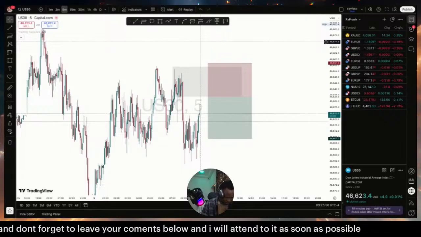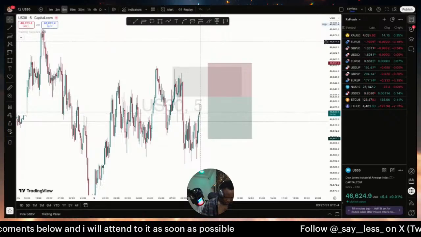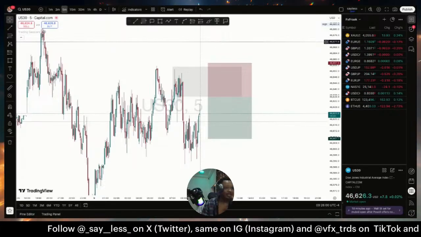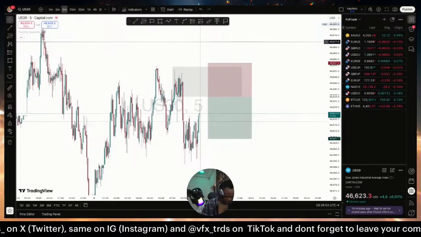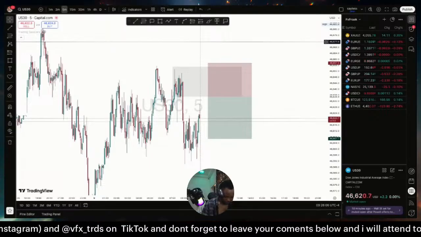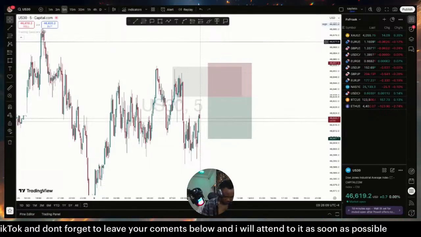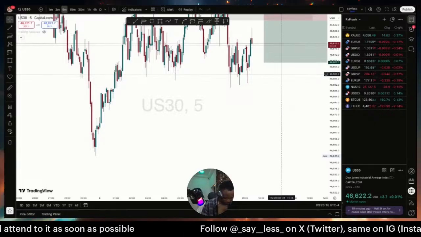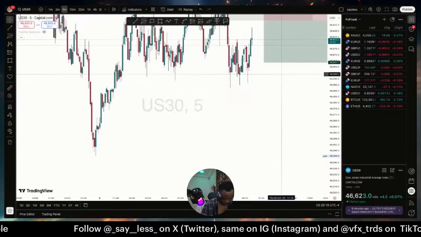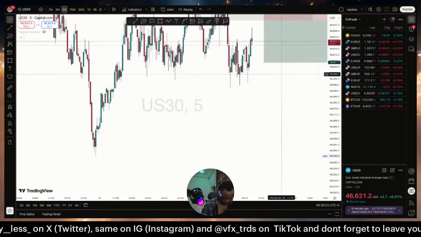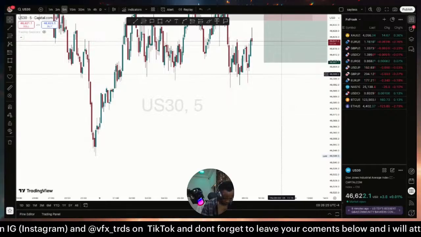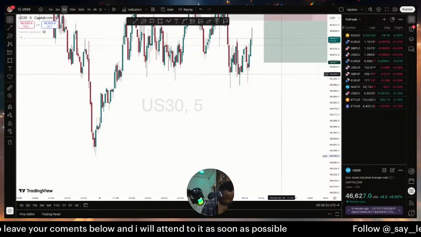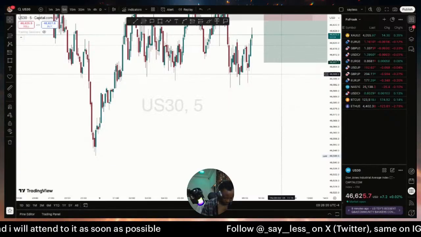I don't know why I cannot set limits for this. Sell limit sell. For some reason on this broker I cannot set limit. It's kind of confusing. I don't know why. So let me try it on the other one. Alright, so for this other broker it works. We're risking this now.